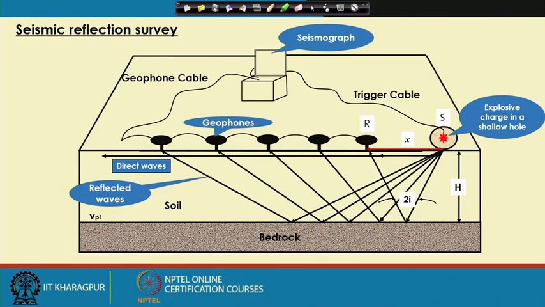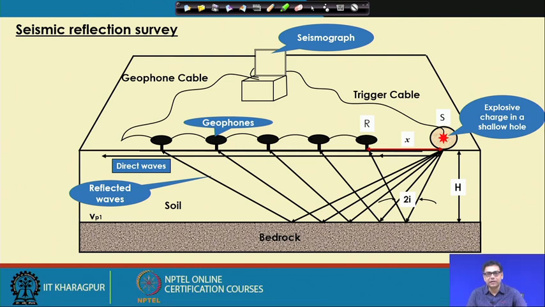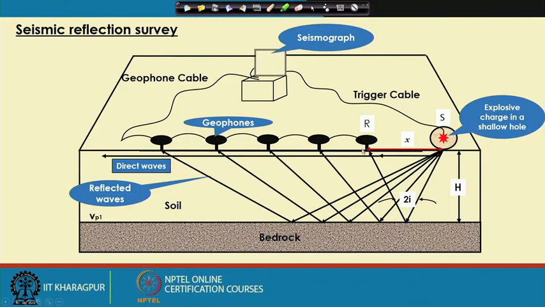So, in the last lecture I discussed the seismic reflection test. This is the seismic reflection survey or test, where the velocity of the soil layer is determined and the thickness of the soil layer is determined. As I mentioned, in this test we have to identify the travel time of two waves: one is the direct wave from the source to the receiver, another is the reflected wave. That is why identification of these two waves is sometimes difficult.